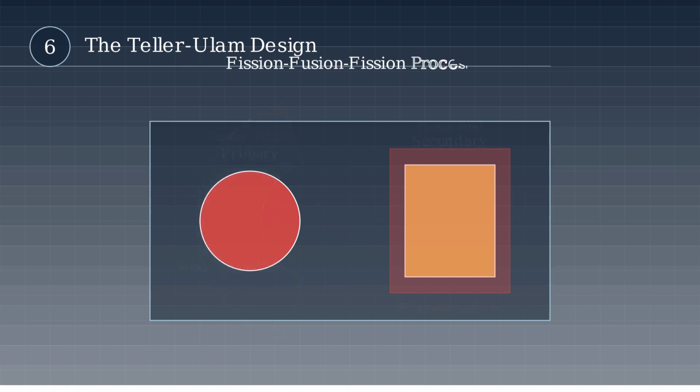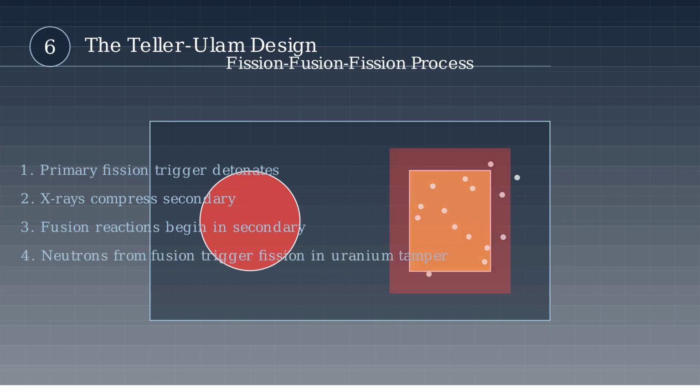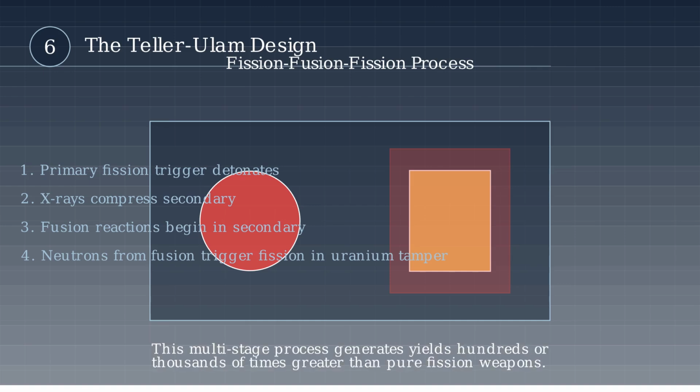What makes the Teller-Ulam design so powerful is its fission-fusion-fission process. The process begins with the primary fission stage detonating. This generates X-rays that compress the secondary fusion stage. Fusion reactions then begin in the compressed secondary. Finally, the neutrons produced by the fusion reactions cause fast fission in the uranium tamper, significantly boosting the weapon's overall yield. This elegant but devastating design enabled the creation of thermonuclear weapons with yields hundreds or even thousands of times greater than the first atomic bombs.